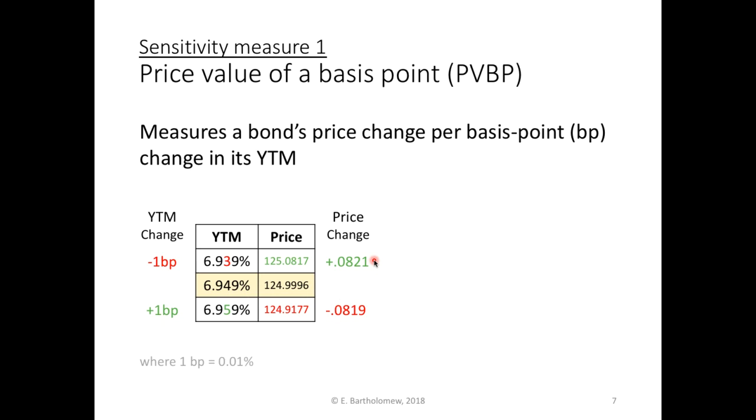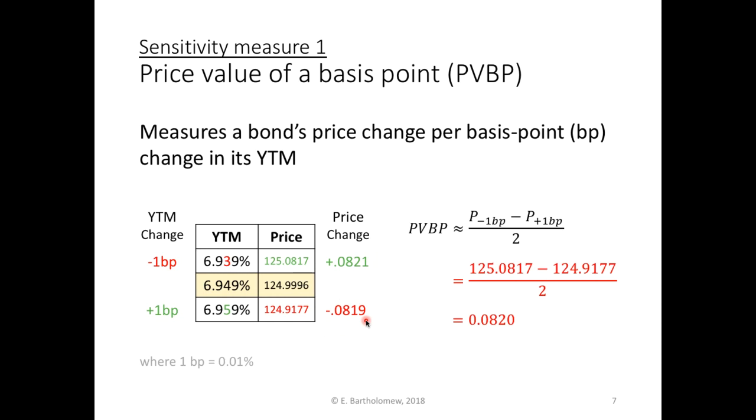They're almost the same. So if we're asking what is the price value of a basis point, well, it's about 0.082, and maybe 0.0821 if we were looking at the down case, or maybe 0.0819 if we were looking at the up case, or we could just average them because we don't want to have a bias one way or the other, and we would get 0.0820.